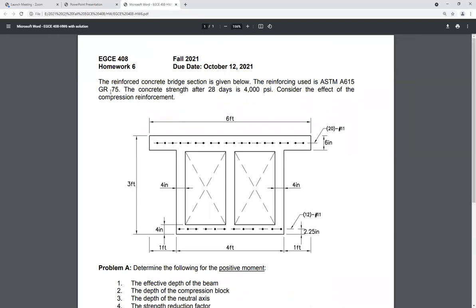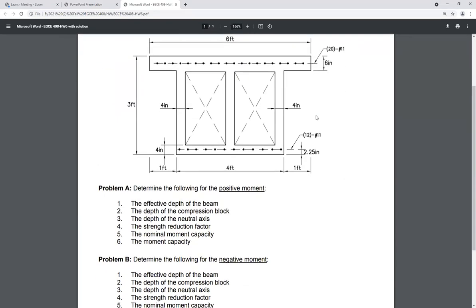The reinforcement is going to be grade 75. What does it mean by grade 75? Good. Yeah, 75 is psi, period, right? This is square. Strength of the concrete is going to be 4,000. Consider the effect of the compression reinforcement. All right. So I have a T beam that you cannot ignore, and also I have compression reinforcement that you cannot ignore. And this can be a good exercise for a bridge beam.